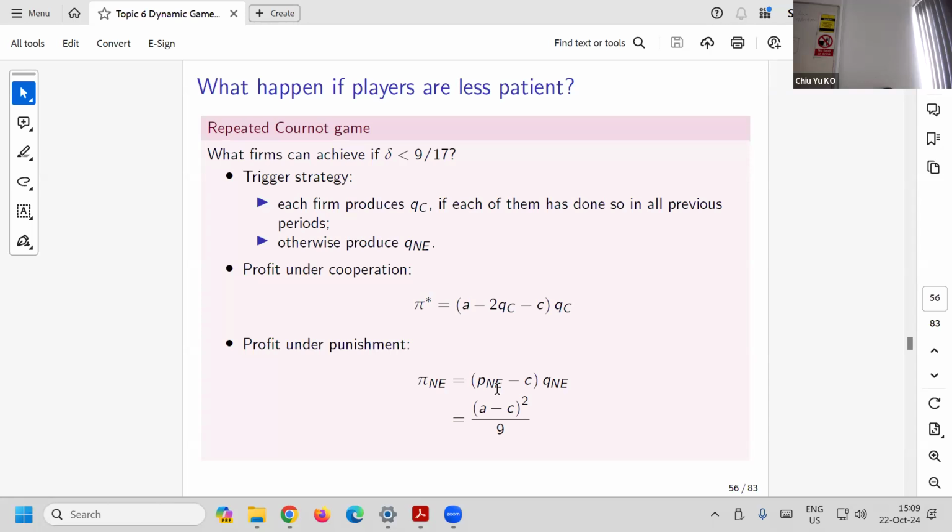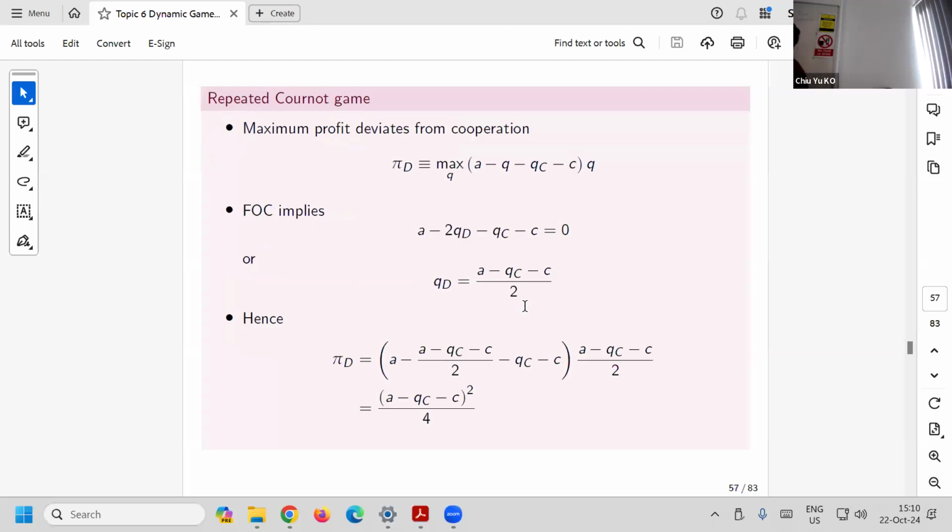So under collaboration, both firms produce QC, and this is the profit. Under NE, this is the profit. There's nothing new here. The punishment dynamic is the same, right? So this is the 4, but we have to decide what QC is.